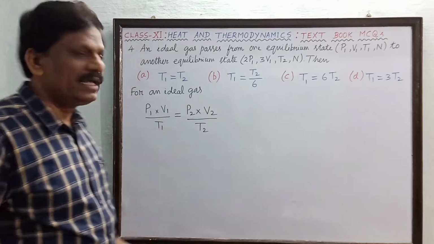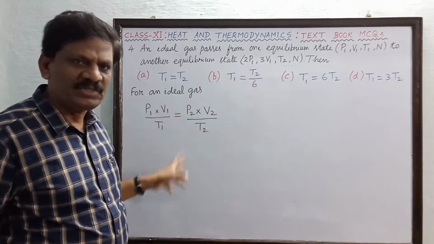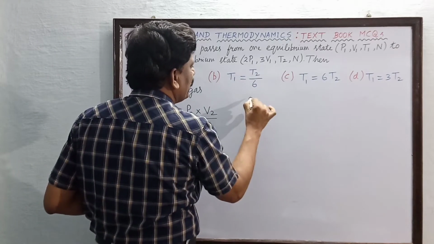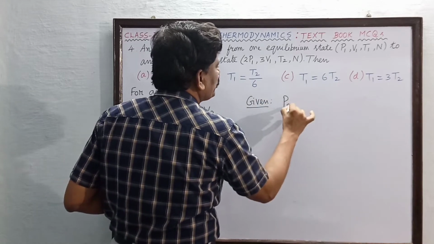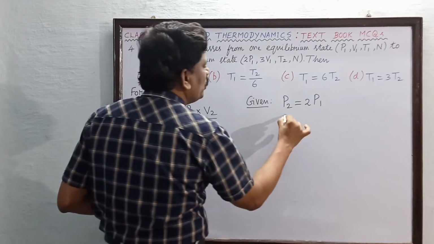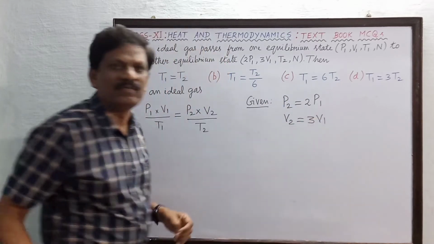In the equation, we are going to substitute the P2 V2 coordinates. So see what is given here in place of P2. What is given in the question itself? Given the pressure P2 is equal to 2 times P1. Volume V2 is equal to 3 times the volume V1.